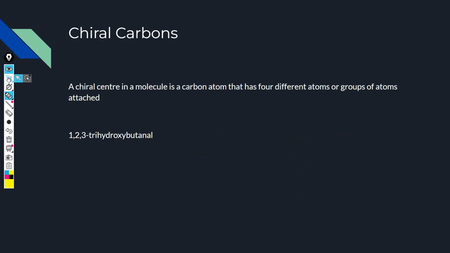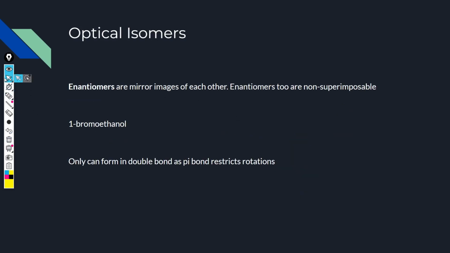So now that we learned chiral centers, we can learn about optical isomers. So enantiomers are basically mirror images of each other. This is a keyword we need to know. And enantiomers are non-superimposable, so they cannot be put on top of each other.